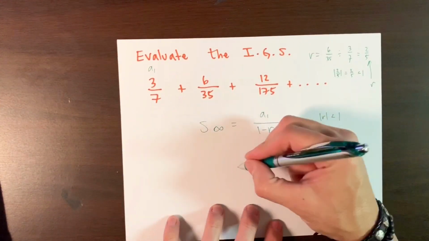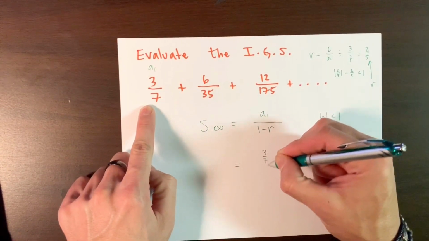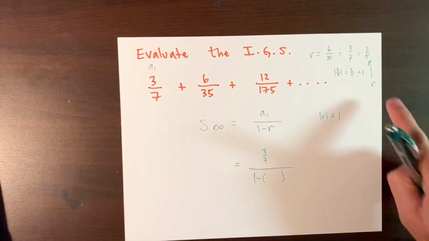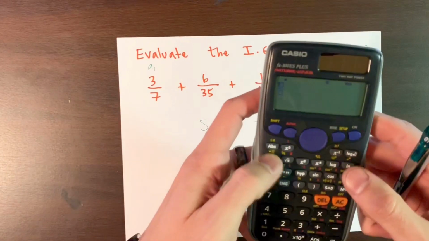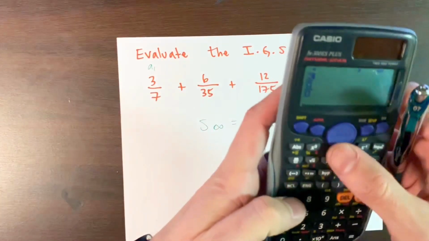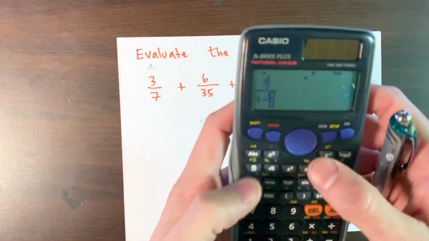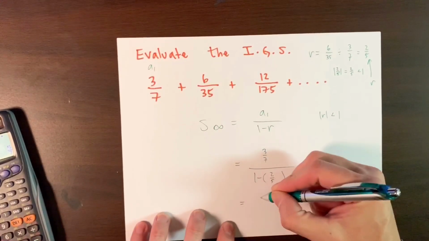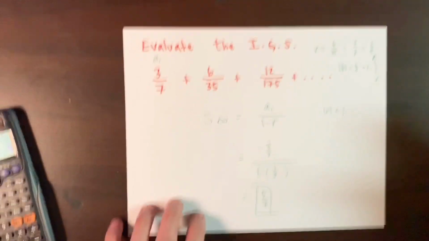This is your first term, and this was R. So drag and drop them here. So A1 is given, 3 over 7, over 1 minus R, and R was 2/5. So let's see what we got. We have 3 over 7 over 1 minus 2/5. Hit enter. That says 5/7. So your infinite geometric series sum would be 5 over 7.